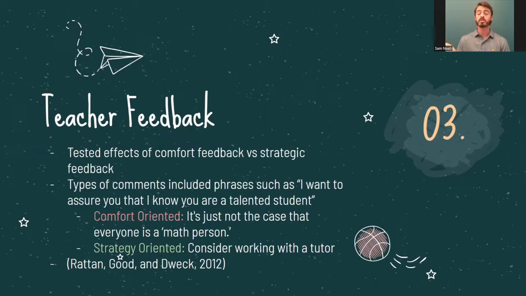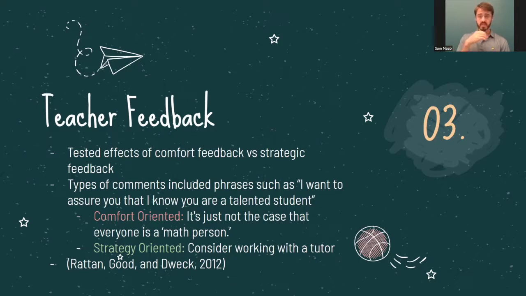math ability, whereas students who received strategy-oriented feedback from the instructor, so also including an assurance that the instructor knew they were a talented student, but also offering support such as consider working with a tutor or changing your study styles. Those students who received that strategy-oriented feedback were associated with holding views of an incremental theory of intelligence for their own math ability.